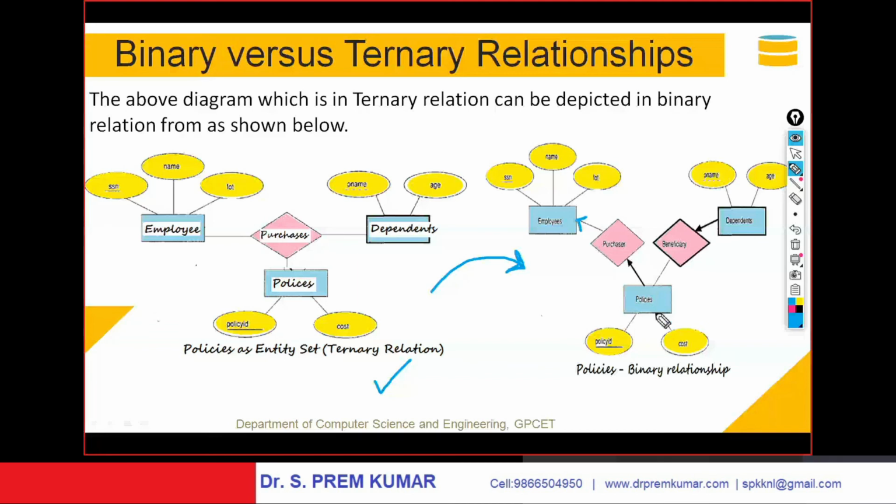Is it okay? So this diagram can be sketched in a better way like this. Here we are showing with the ternary relation. Here you are showing with the binary. See here, 2 relations. And coming to this, 2 relations. There is a relation between dependents and policies. This is the relation between the employees and policies. Only two entities are getting connected.